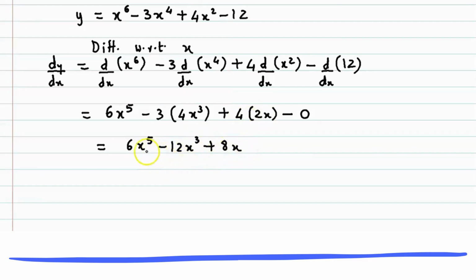So if we take a common factor, say 2x, then we have 2x into, here we have 3x raised to 4. Now 2 6 is 12, so minus 6 times x square, plus 2 4 is 8, so plus 4. So this is the value for dy by dx.